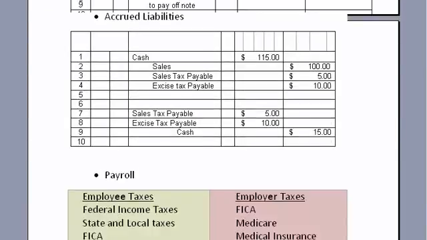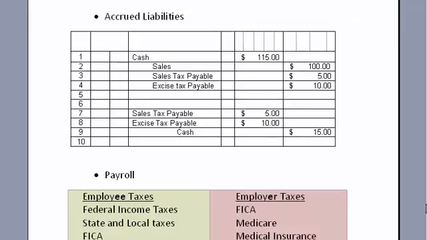Accrued liabilities happen when you sell a product and you're going to sell it for $100. What you're going to do is charge people, you're going to pre-collect the taxes for them. So in this example from your book, we have a sales tax and an excise taxes payable. So you're going to record your sales at the dollar amount of what the sales are.